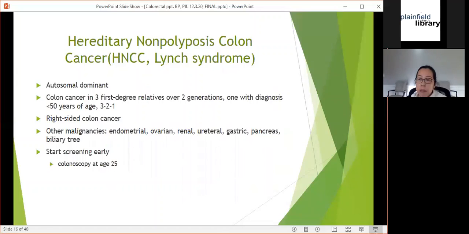It is more common to have right-sided colon cancer. Lynch syndrome also has an increased incidence of other malignancies, which include endometrial cancer, ovarian cancer, kidney cancer, ureteral cancer, gastric cancer, pancreatic cancer, and biliary tree cancer. Screening colonoscopy should be started early, at age 25. Next.